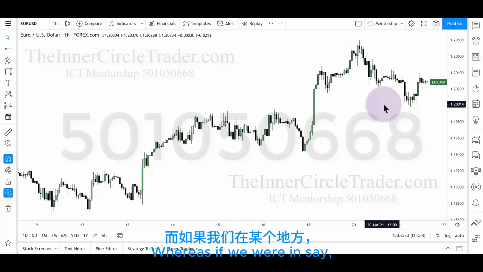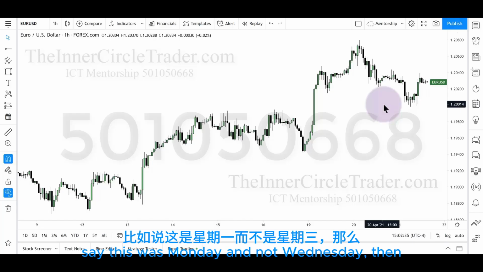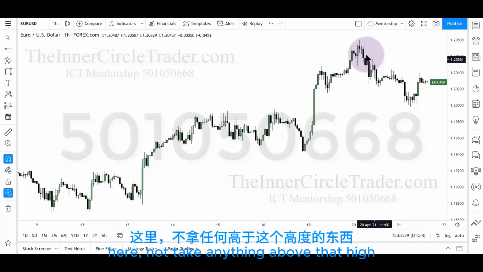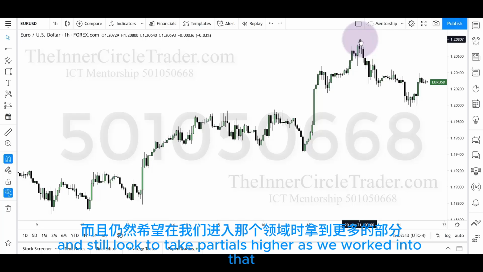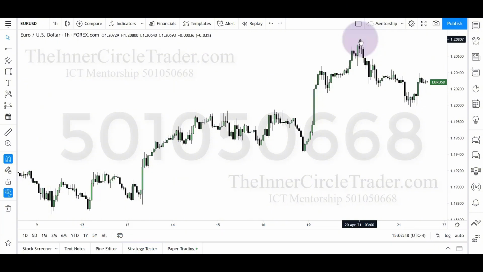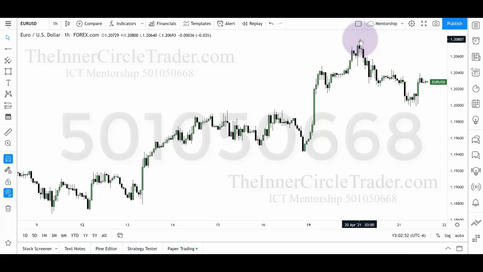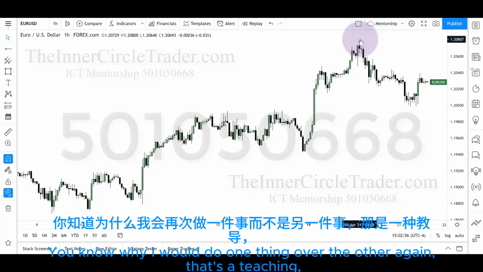Whereas if we were in, say this was Monday and not Wednesday, then I would take less off here, not take anything above that high, and still look to take partials higher as we worked into that daily buy-sell liquidity pool and imbalance that may still be a target on the upside. So there's a contrast there, why I would do one thing over the other. Again, that's a teaching.